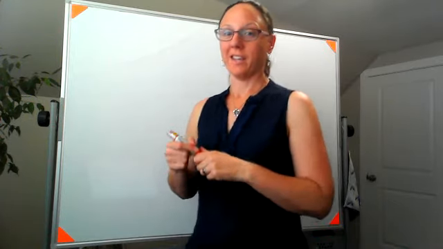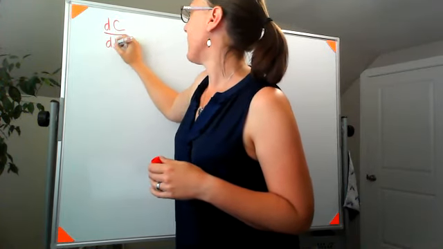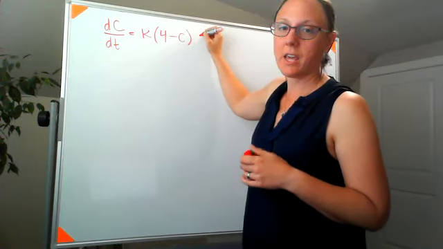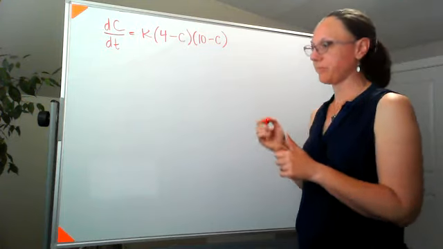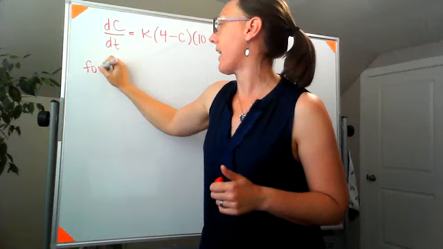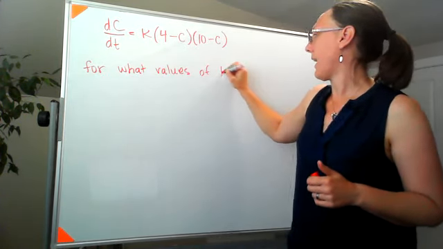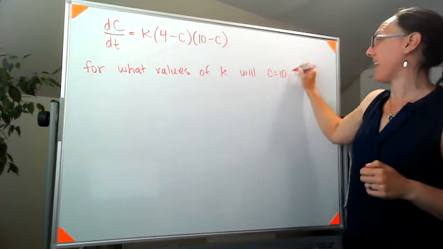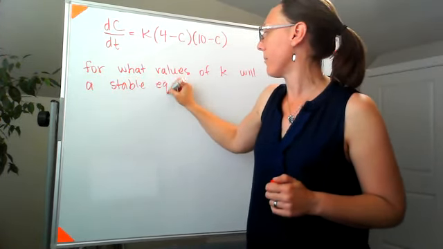Let's actually talk about why. Let's say that I know that dc/dt is equal to k times (4 minus c) times (10 minus c), and what I want to do is say, for what values of k will c equal to 10 be a stable equilibrium.